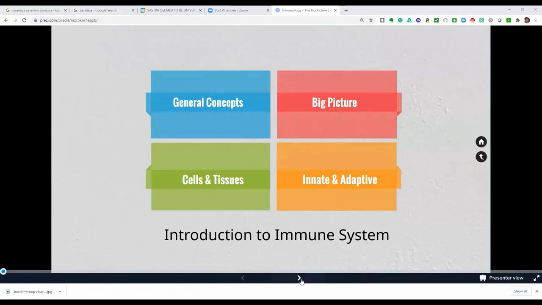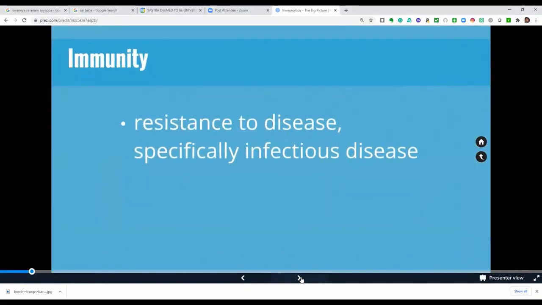So let me start with very basic fundamental definitions related to the immune system. What is meant by immunity? Immunity is the resistance to disease, specifically disease caused by infections. There are some infectious agents which can cause certain diseases. It may be because of bacteria or viruses or fungi, any parasites, whatever it may be. So there can be some diseases which are associated with those microorganisms.